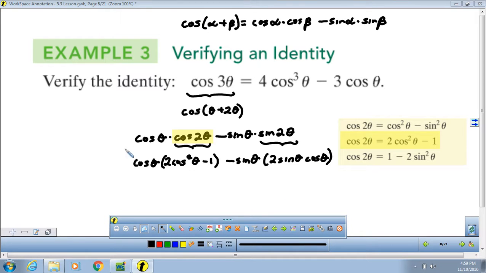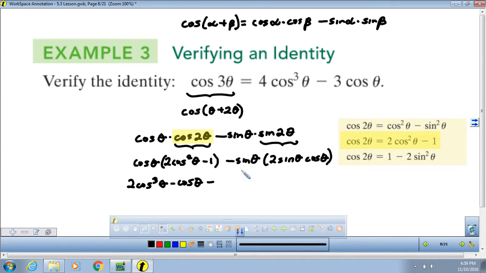Simplify this. If I distribute the cosine of theta to these two, what do we get? 2 cosine squared times cosine will be cosine cubed of theta. And you see that we have a cosine cube of theta right here. Minus cosine of theta times 1 will be cosine of theta. Then, if you distribute it to the one on the right side, sine of theta times 2 sine of theta would be 2 sine square of theta, right? And I'm going to bring the cosine of theta down here.